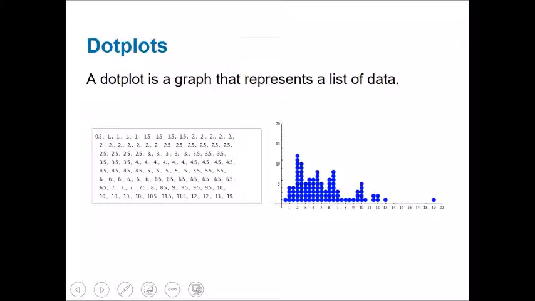First, let's look at some graphs. If we have data, a list of numbers, we can put them on a number line and construct a dot plot. For example, 0.5 is this dot. We have the number 1 four times, so we have 4 dots at the number 1. Our largest number is 19, so we have 1 dot at 19.